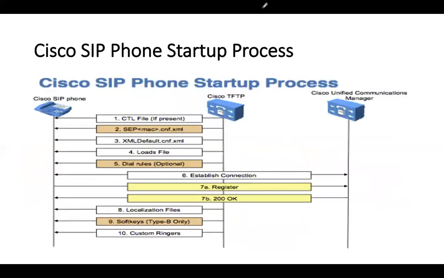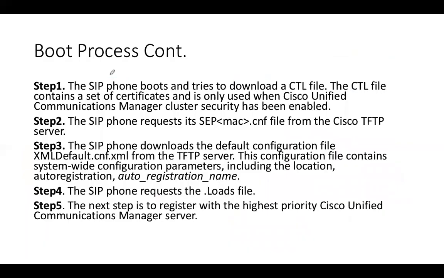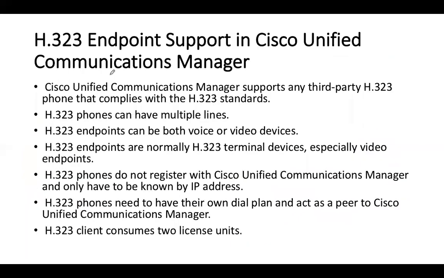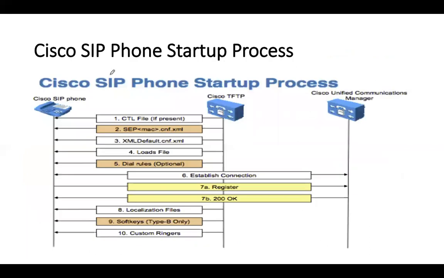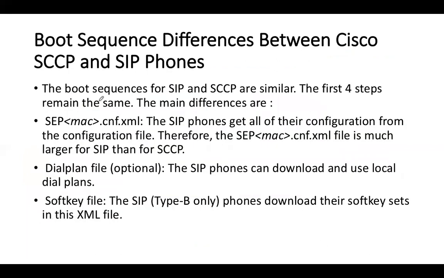So this is basically the SIP phone boot process, right? What happens here is the initial things: the boot sequence for SIP and SCCP are similar. The first 4 steps remain the same. Then the main differences are these. What are the main differences?